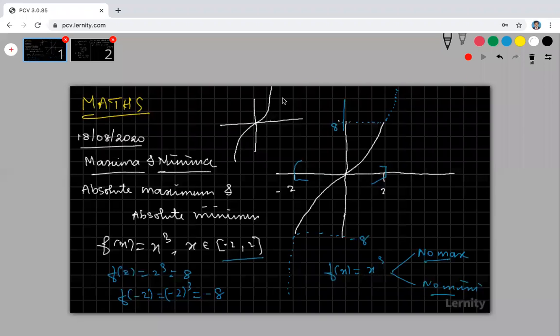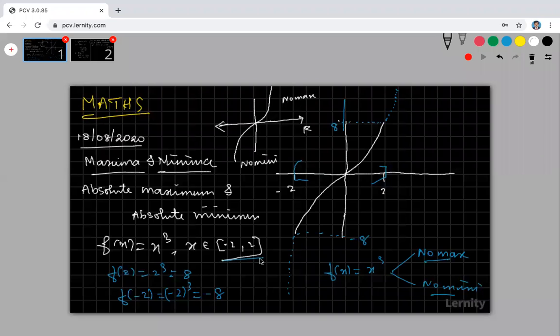Here for this curve, there is no maximum and no minimum. Look at the graph. But I am restricting the domain. Here my domain is the set of all real numbers. But I am restricting that x value from -2 to +2.